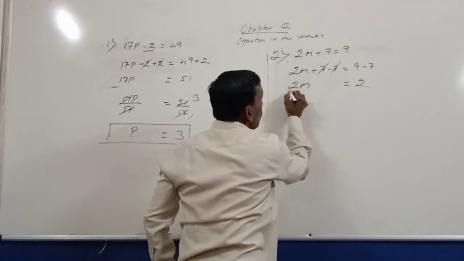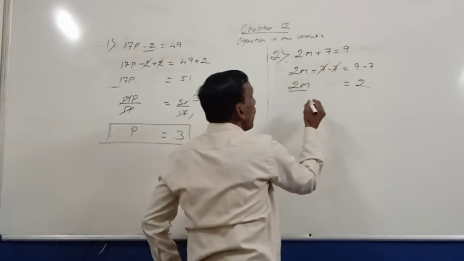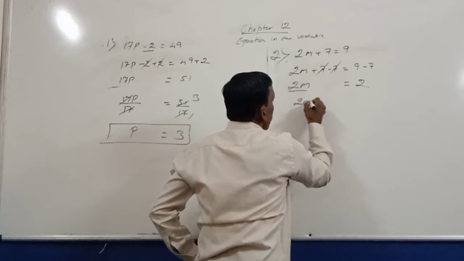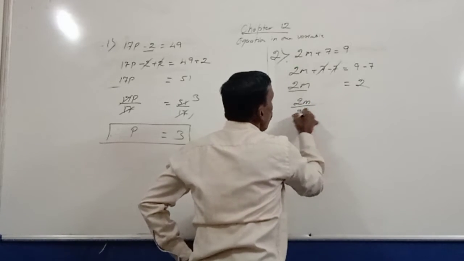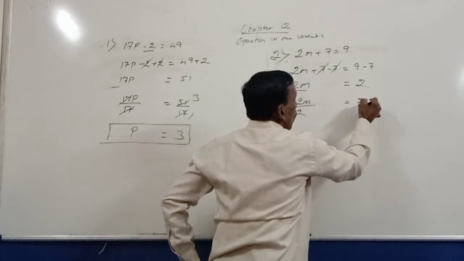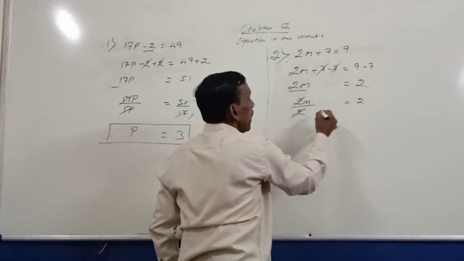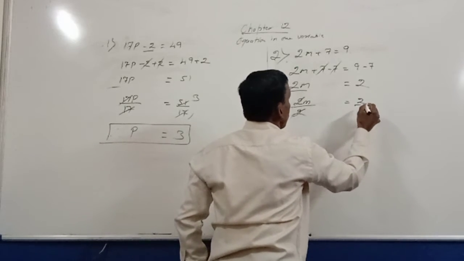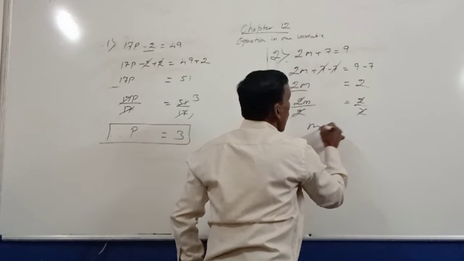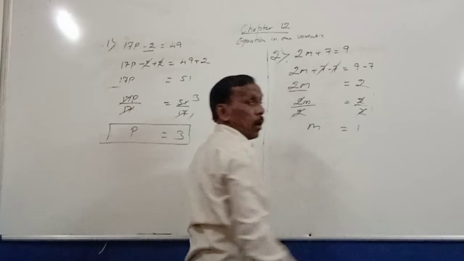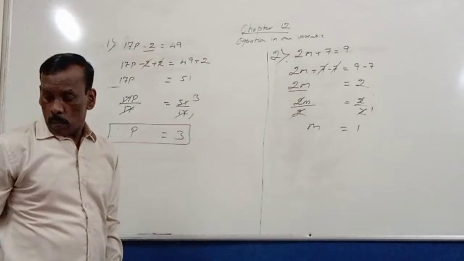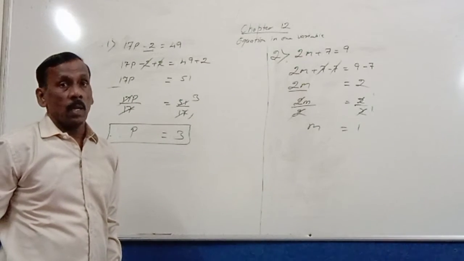Now this is multiplication, so what we have to do here? Divide. So 2n divided by 2 is equal to 2 divided by 2. 2 is cut. So what does it become here? n is equal to 1. Okay, understood here? Everyone?